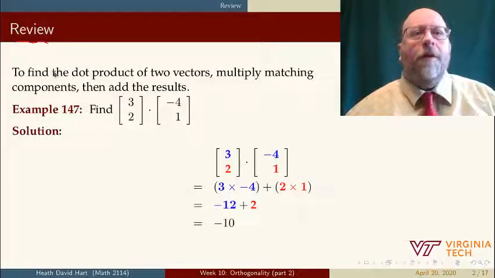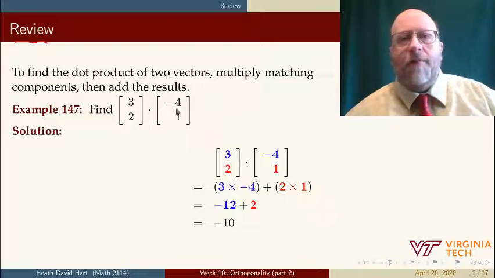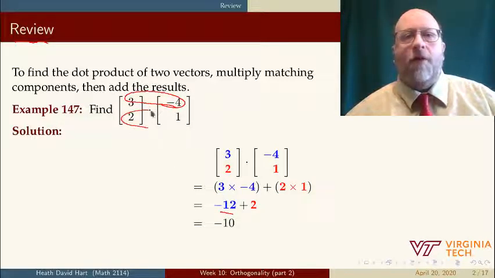This is review. If we want to find the dot product of two vectors, we multiply matching components, we add the results. And so the dot product of these two vectors, we multiply 3 times -4, and we get -12. Then we multiply 2 times 1, and we get 2. -12 plus 2, the answer is -10.